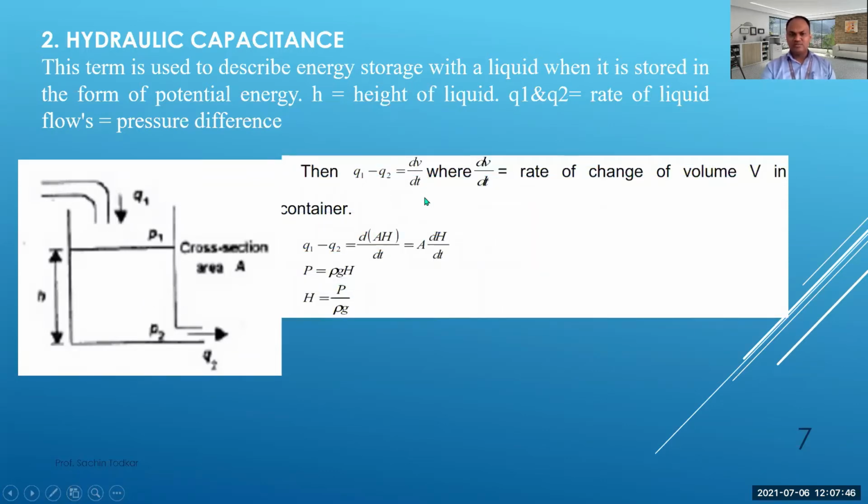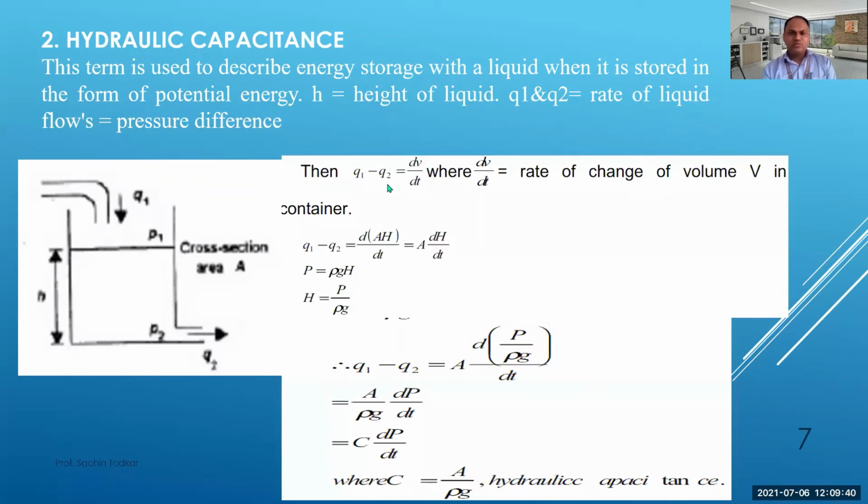Then Q1 minus Q2 must be equal to dV by dt, where dV by dt is nothing but the rate of change of volume in the container. So again we are going to see this analogy between electrical and hydraulic systems. So Q1 minus Q2 must be equal to dV by dt, where dV by dt is the rate of change of volume in the container.